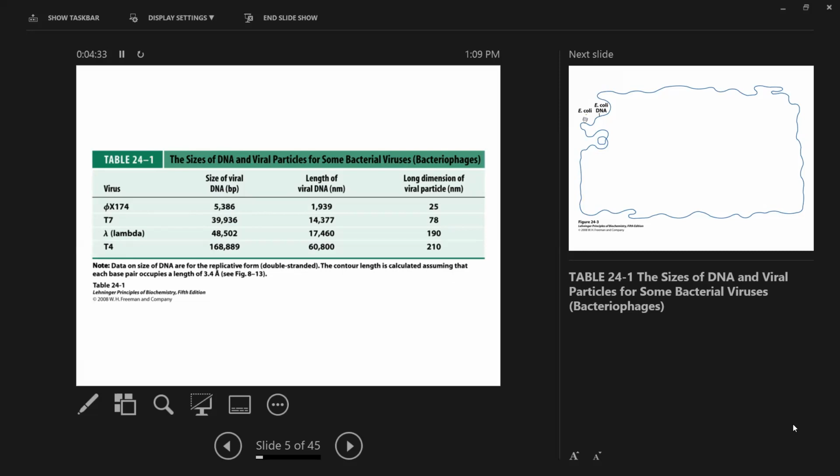So how long is the viral particle? 25 nanometers, pretty small. Robert Sinsheimer worked on this. After Sinsheimer became president of UC Santa Cruz, work on ΦX174 stopped. Then there's phage T7, then phage lambda, and then phage T4. Notice the increase in size of each of these. Notice the length goes up with the increase in size, and the long dimension of the viral particle goes up as well.